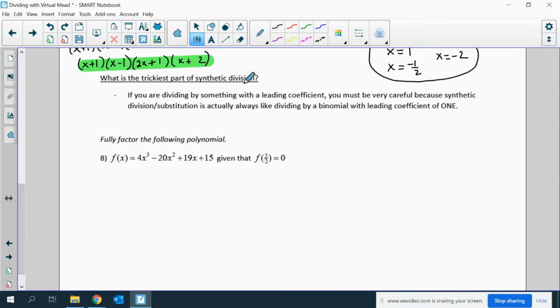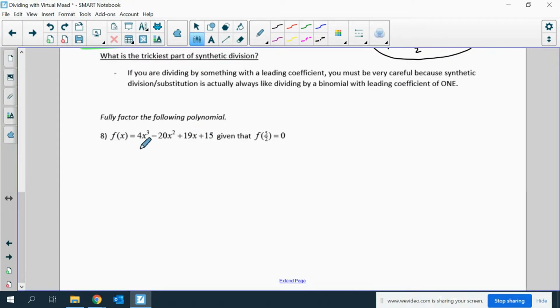Okay, now we're down to the trickiest part of synthetic division. If you are dividing by something with a leading coefficient, you must be very careful because synthetic division or substitution is actually always like dividing by a binomial with a leading coefficient of 1. So I'm going to just talk about this kind of briefly. So I'll use synthetic on this one. So for the first time, I'm not using the exact same problem that I've done in every problem.